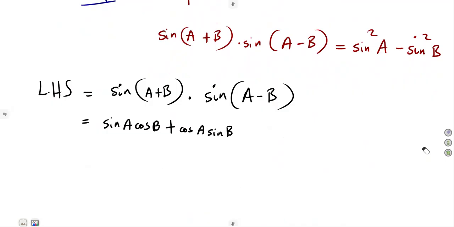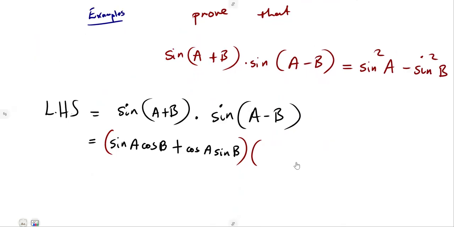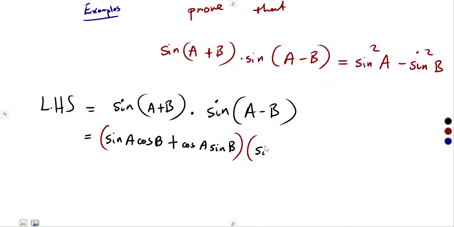But remember, this is a product. What we got from the sine of A plus B is to be multiplied by what we obtain from sine of A minus B, which is sine of alpha minus beta. There is no change from what we had before, it's only the negative. So it is just going to be the sine of A, the cos of B, negative this time, the cos of A as it is, the sine of B as it is.